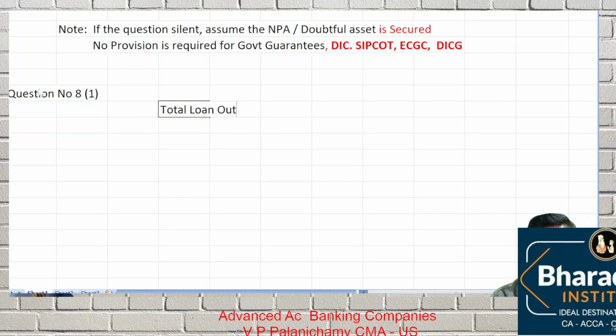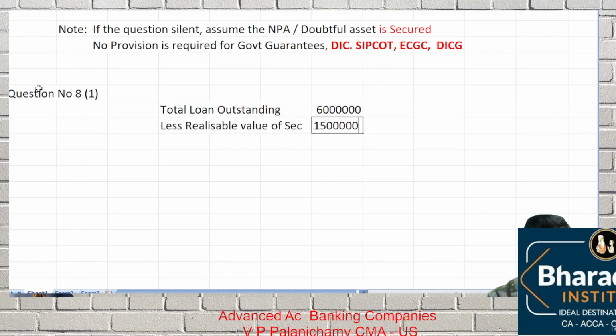What is the total loan outstanding? Check it. 60 lakhs. Let's take the realizable value of security. That is called the secured portion. We hold securities worth 15 lakhs. Balance 45 lakhs. On that, ECGC cover will be given. How much percentage? 40%. 40% of 45 lakhs.